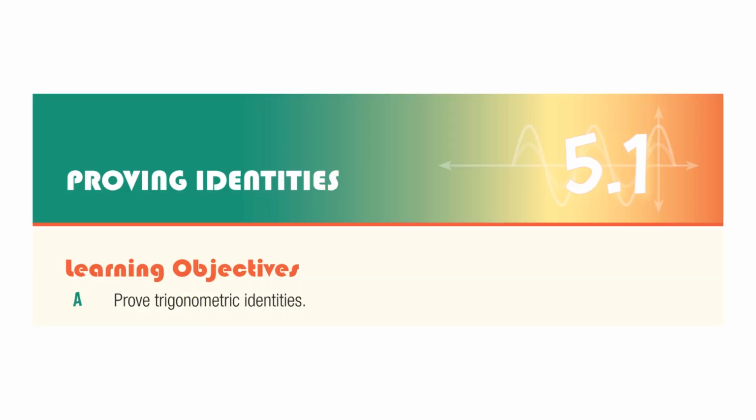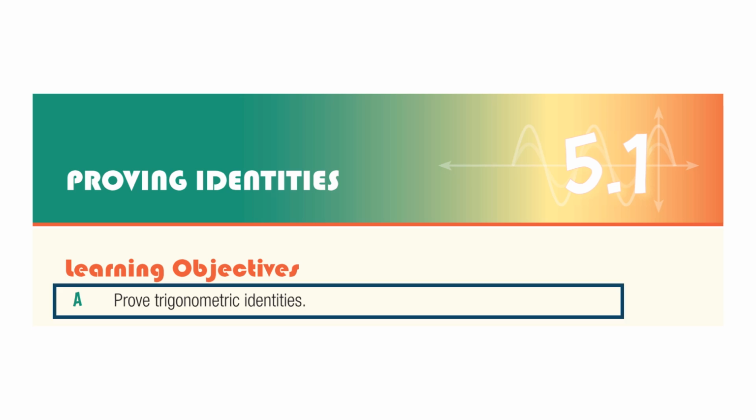So in section 5.1, we have one learning objective: prove trigonometric identities. So we're going to use those three essential families of trigonometric identities in order to prove the following identities.